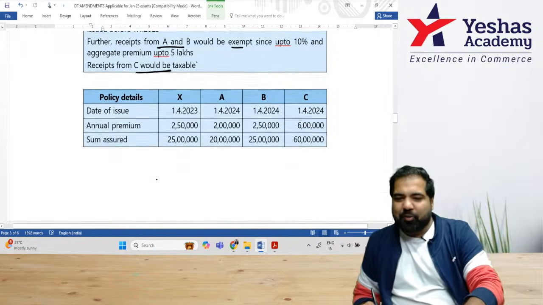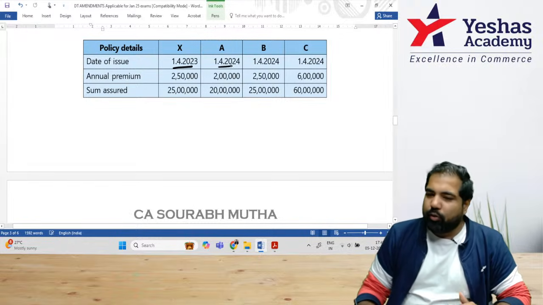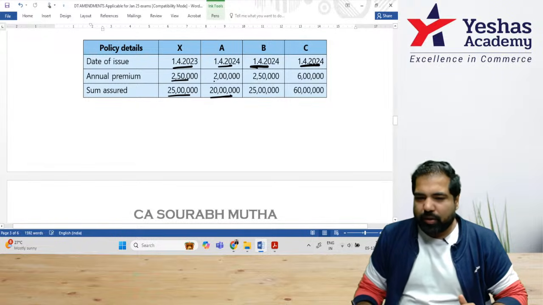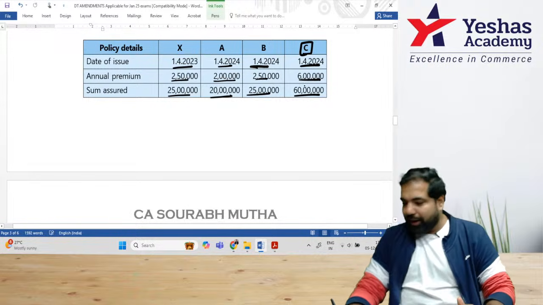Now again, guys, back with 4 policies, and this time all of them new. 23, 24, 24, 24. Let's check first. 10%, 10%, 10%, 10%. But this one, unfortunately, is taxable because it is more than 5 lakhs.